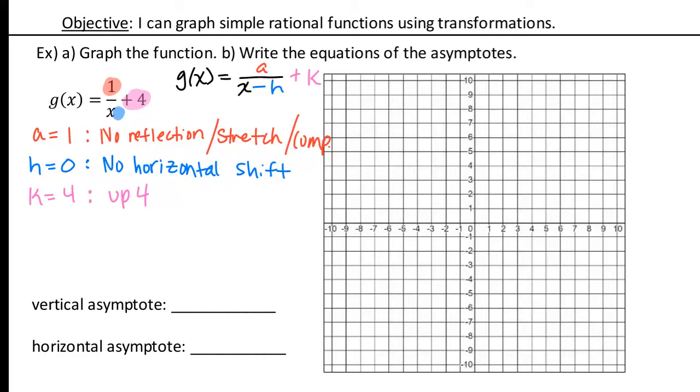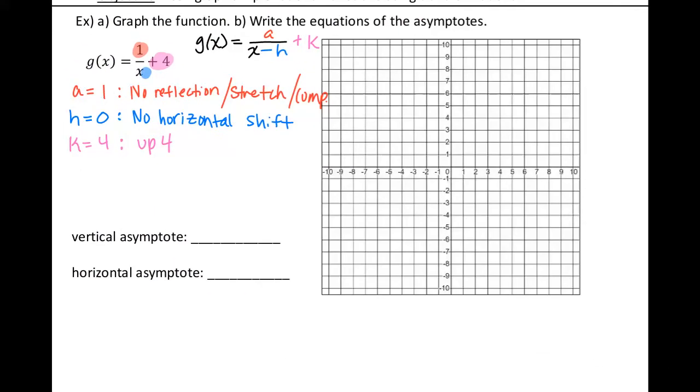Then step 2 is to draw the vertical and horizontal asymptotes with the dashed line. So my equations for the asymptotes, one more time. My vertical asymptote is x equals the h value. So I have x is equal to h, which h is 0. And then the horizontal asymptote is y equals the k value. So my k value is 4. So I got y equals 4.